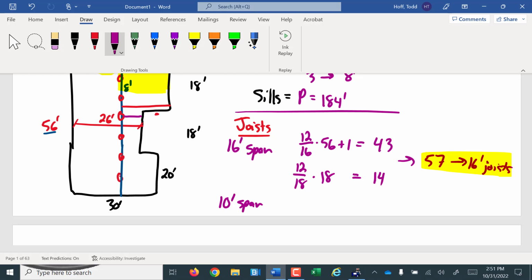The last one then over here should come out in the exact right spot so we can pick up with the 20-footers. So that'll be 12 over 16, I typed in 16 in the calculator, but times, what's the span, what's the run there? 18. So that'll also be 13.5, which rounds up to 14. So there'll be 14 10-foot joists.